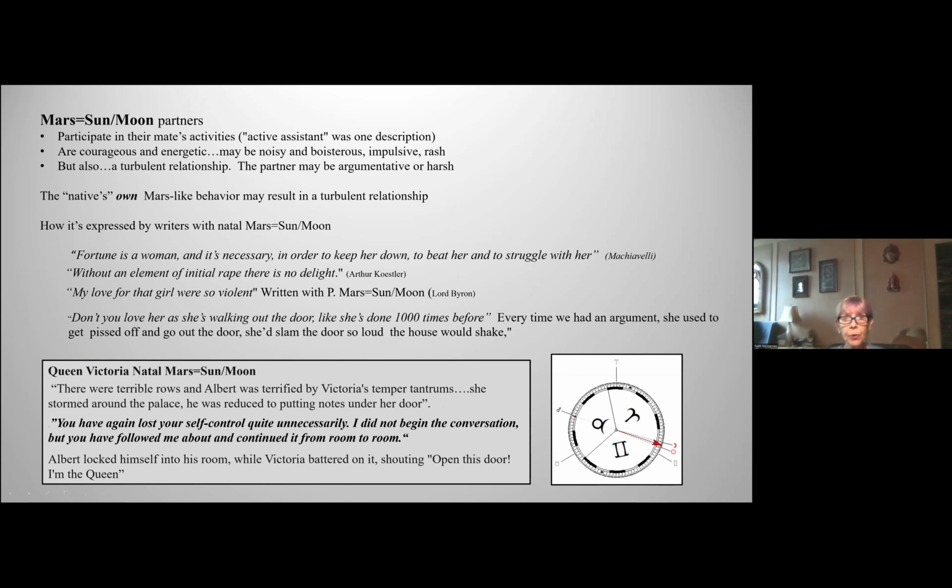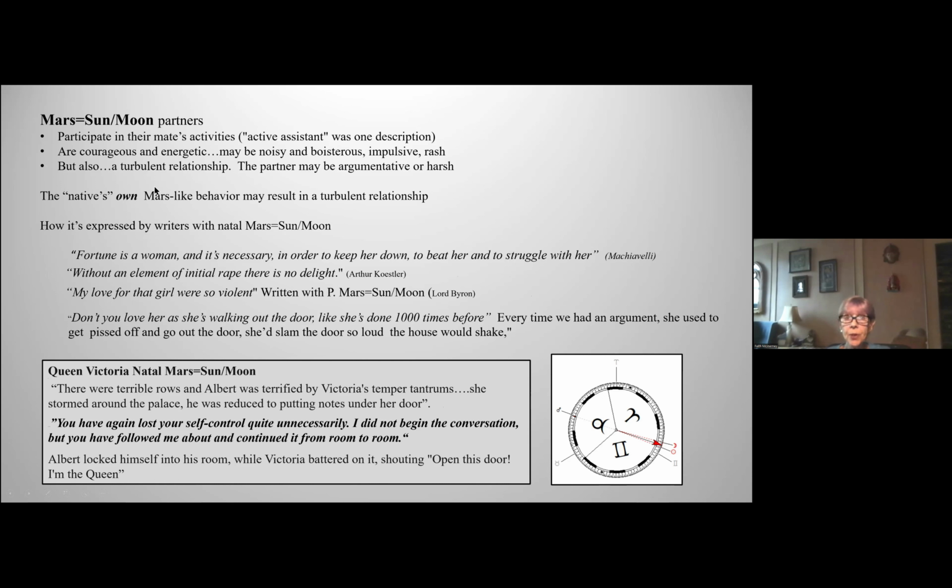So Mars and the Sun Moon partners, they are active. They participate in their mate's activity. One description was they are an active assistant. Mars equals Sun Moon is also courageous and energetic. That's intuitive about Mars, and also intuitive, noisy, boisterous, impulsive, rash. These are general Mars delineations.